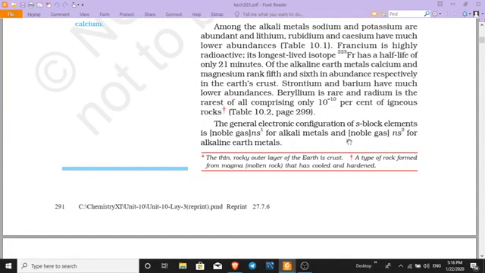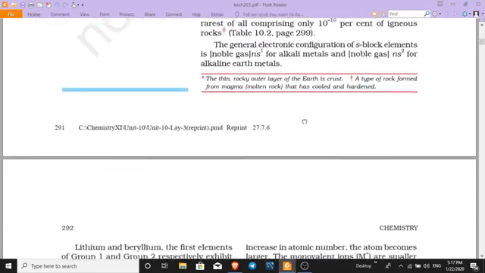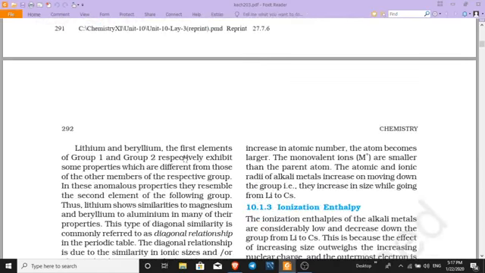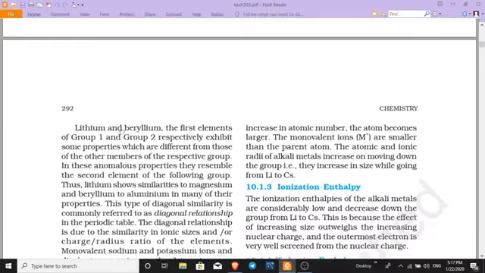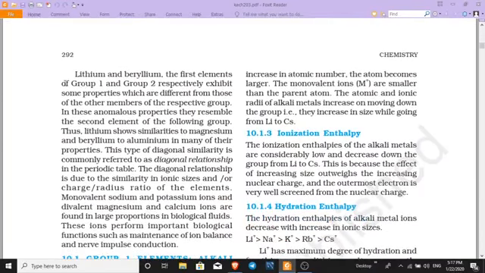The general electronic configuration of s block elements is [noble gas] ns1. This is the electronic configuration given for alkali metals, and [noble gas] ns2 for alkaline earth metals. Now, lithium and beryllium, the first elements of group 1 and group 2 respectively, exhibit some properties which are different from those of other members of the respective group.